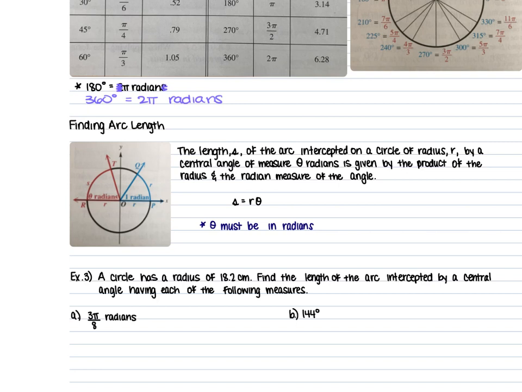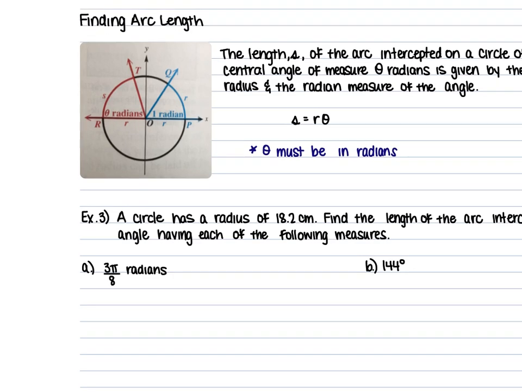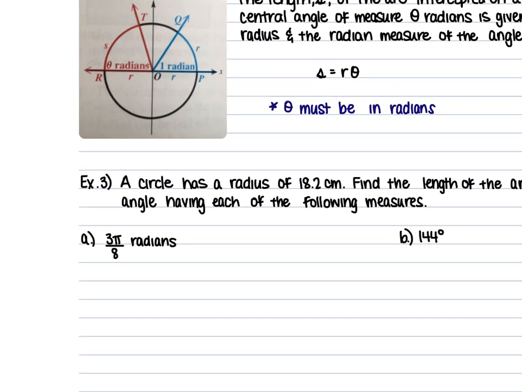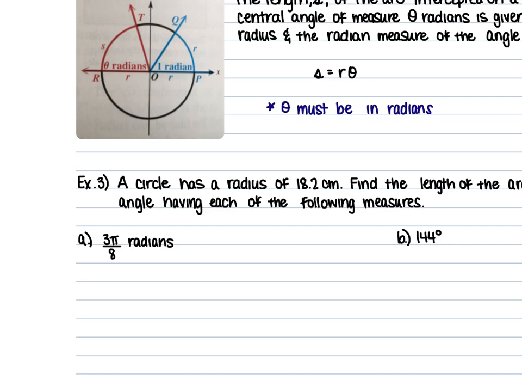So for example 3, we're looking at a circle that has a radius of 18.2 centimeters. So for both of these examples, our radius, that r, is going to be 18.2. And we're asked to find the length of the arc intercepted by a central angle having each of the following measures. So for example A, we have that theta is 3 pi over 8 radians. So we are going to use that S is equal to r times theta to find that arc length.